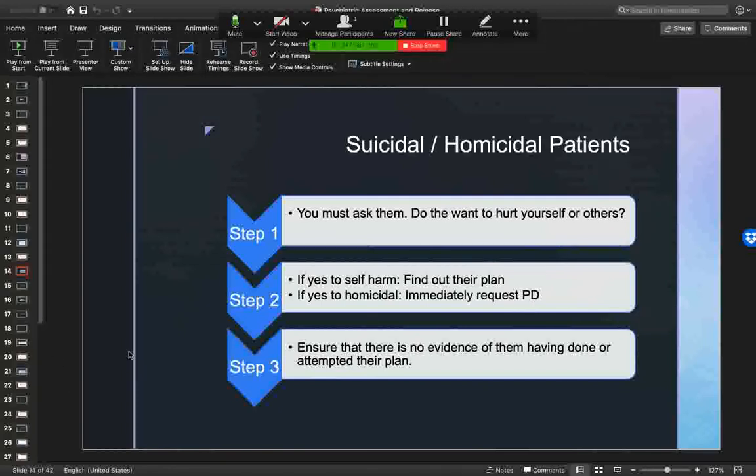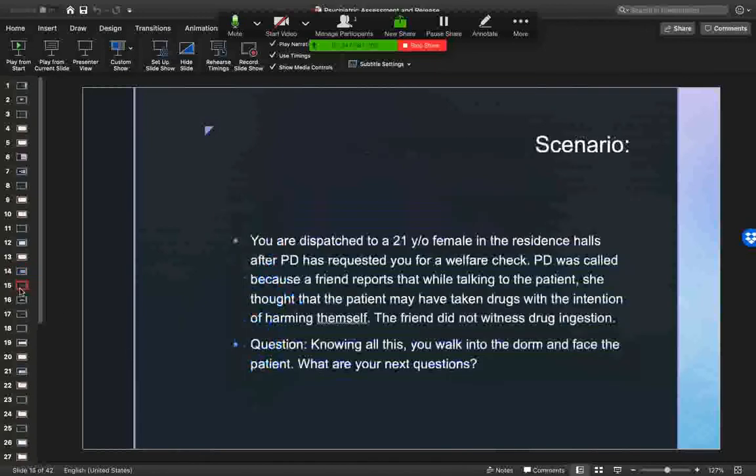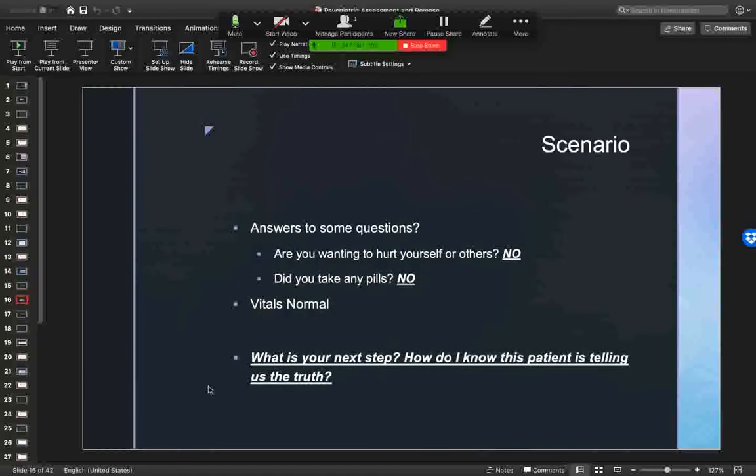Look in the trash. Look in the bathroom. Are there any empty pill bottles around? Okay, use your judgment to see whether or not this patient could be telling the truth. We want to exhaust all our options when assessing this sort of patient, so ensure that they did not complete their plan, if that's the case.